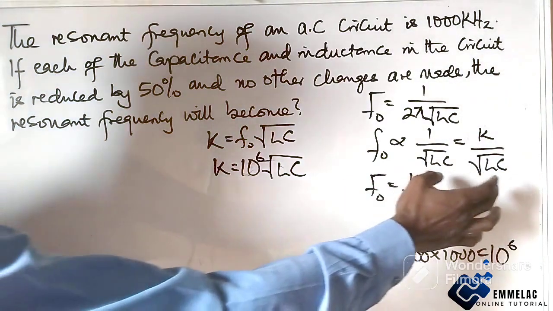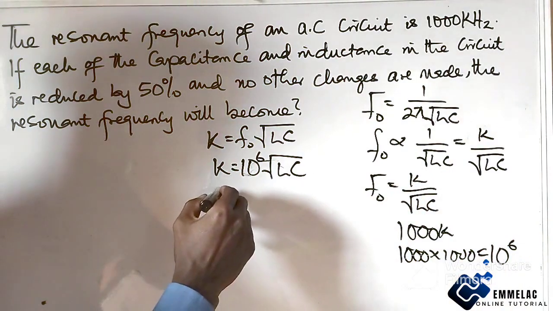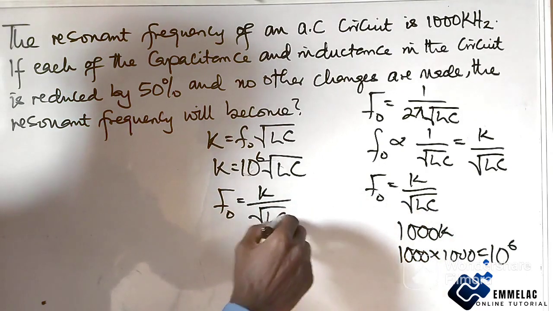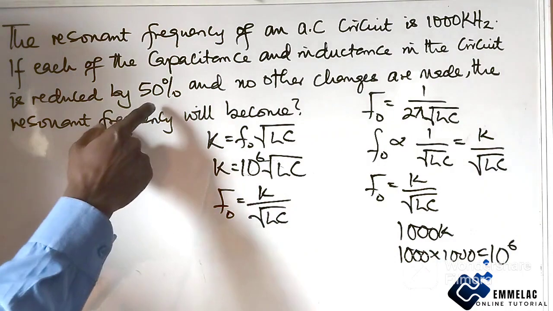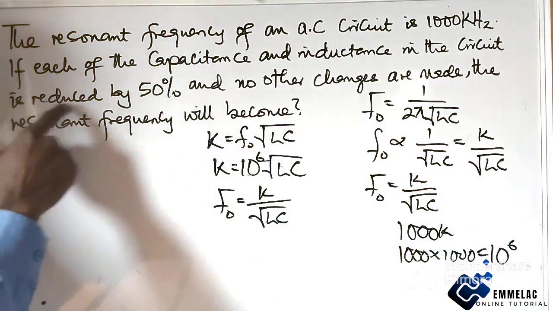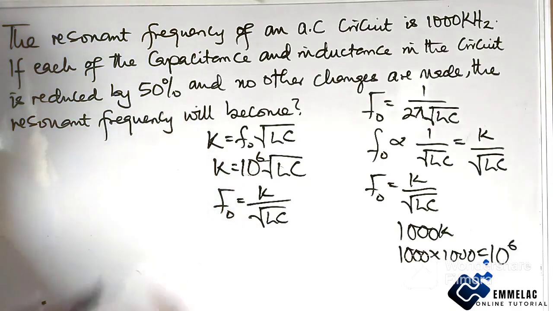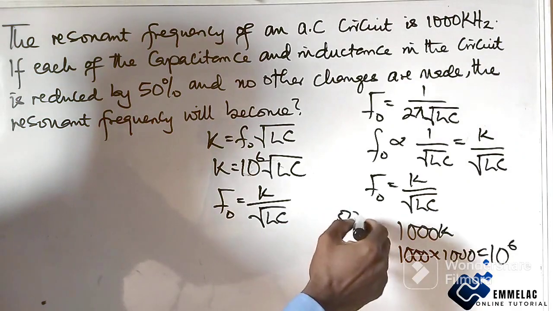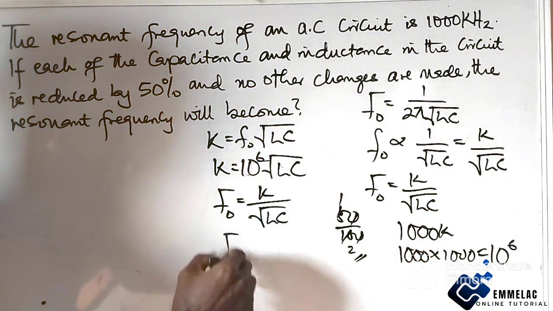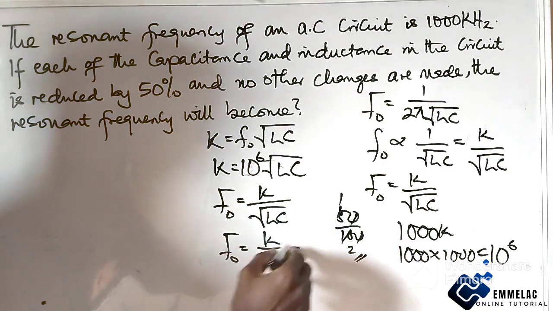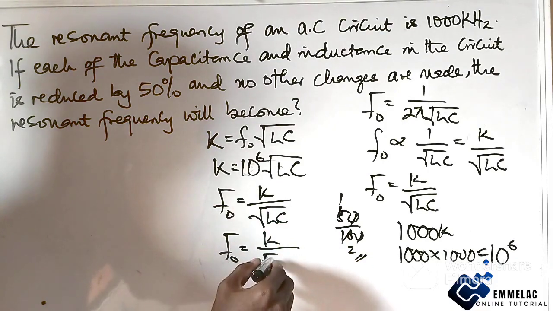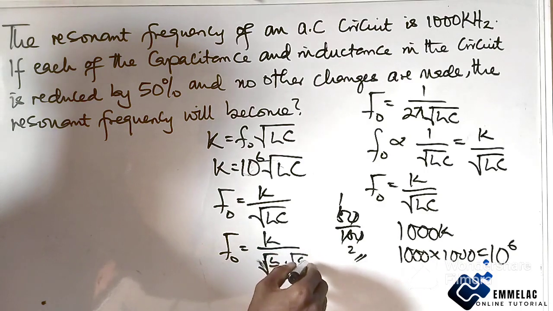Now let us bring this relation back again: k over the square root of their product. In the second sentence, the capacitance and the inductance in the circuit are reduced by 50%, and that simply means each is reduced by 2. So here we have k over the square root of L reduced by 2 times C reduced by 2.